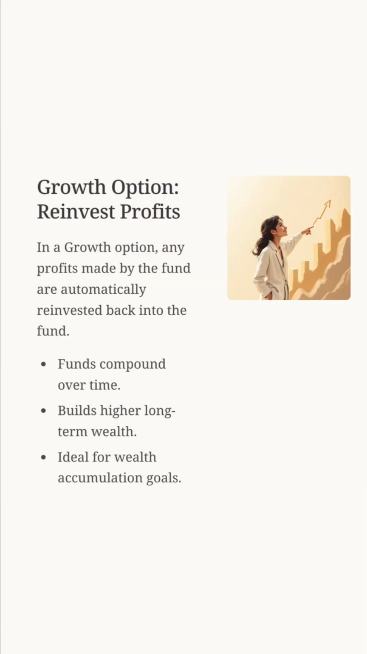Let's start with the growth option. In this plan, the profits you earn by the mutual fund are not paid out to you directly. Instead, they are reinvested into the fund itself, which increases the net asset value, or the NAV, of your units. Think of it as taking your work bonus and investing in a fixed deposit or mutual fund. You don't get to spend it today, but the reinvestment helps you grow wealth faster in the long run through compounding.